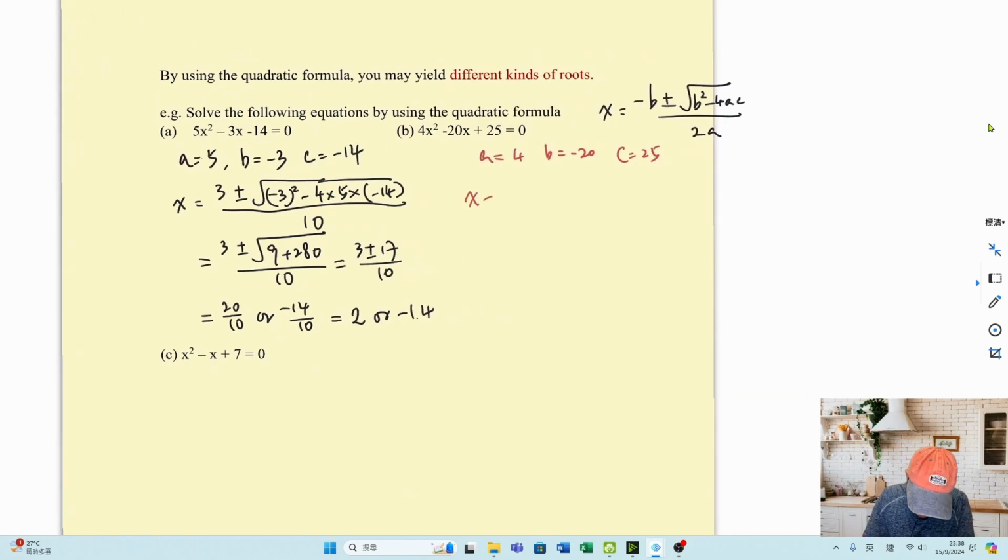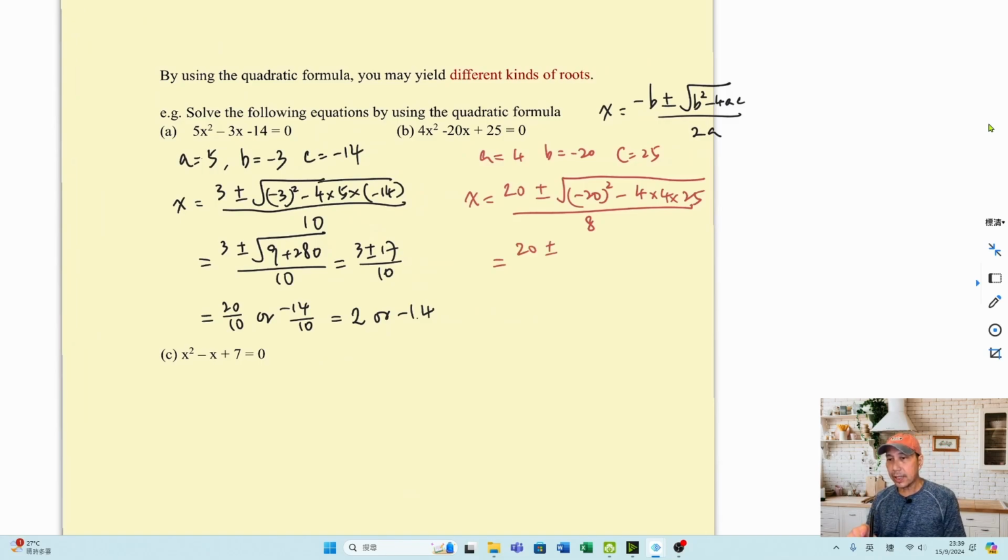So x is equal to negative negative 20, which becomes 20, positive or negative the square root of negative 20 squared minus 4AC, 4 times 4 times 25, over 2 times 4, which is 8. Okay, the number inside the brackets is 400 minus 400, so root 0. Okay, root 0 is 0.